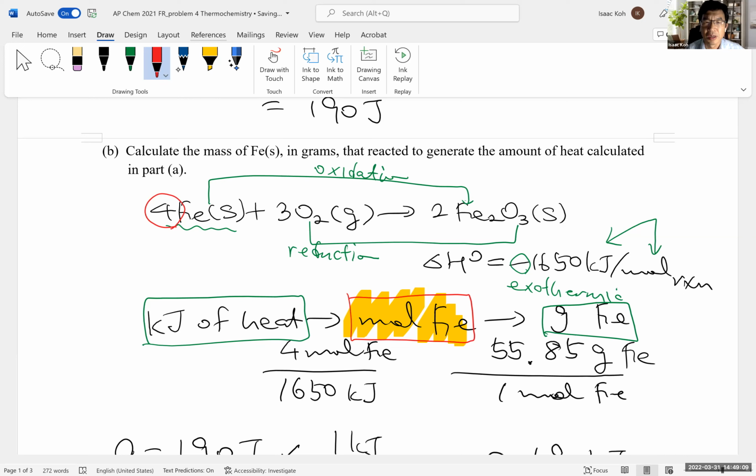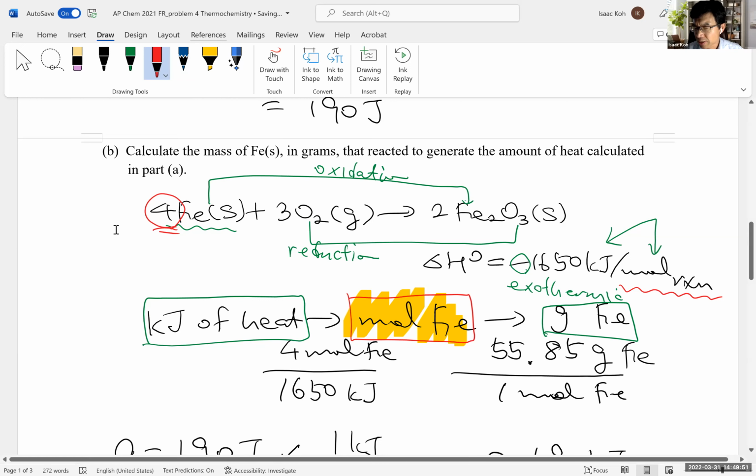1,650 kilojoules of energy is produced per consumption of 4 moles of iron and 3 moles of oxygen. That's the meaning of this molar reaction. When I was studying these thermochemistry equations, I was confused about how to interpret the mole number. It is 4 moles, but it is per mole? No, this is per mole of reaction, meaning per 4 moles of iron and 3 moles of oxygen. The second one is the molar mass of iron, 55.85 grams per mole.